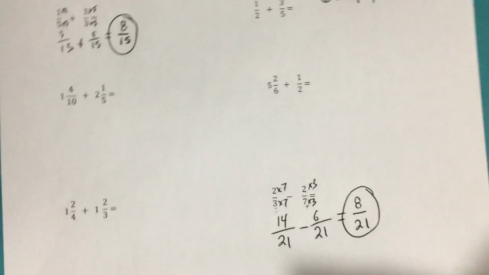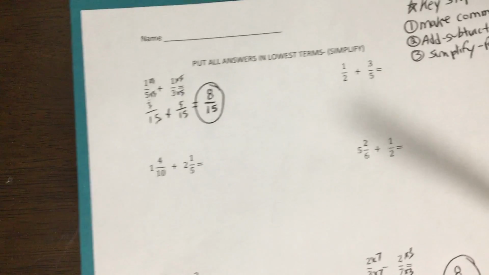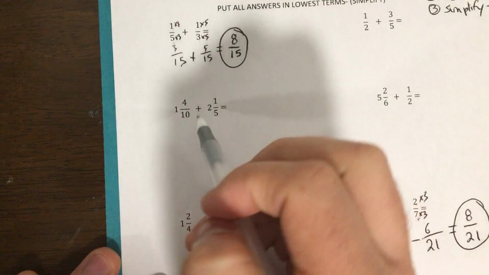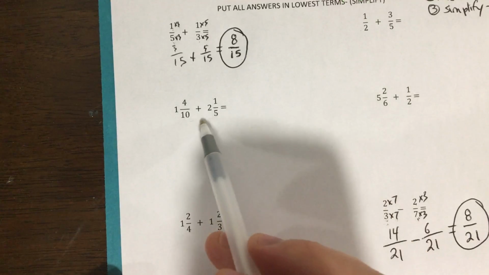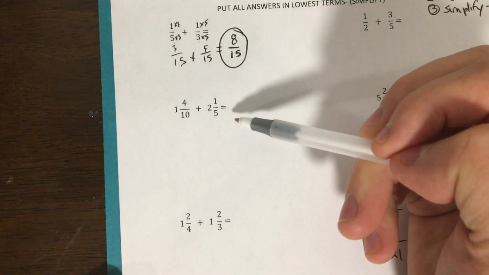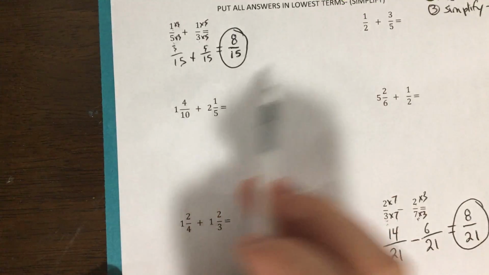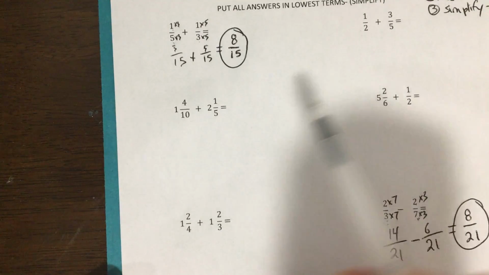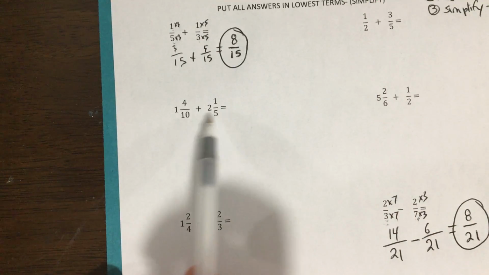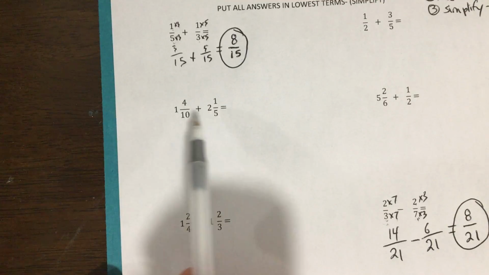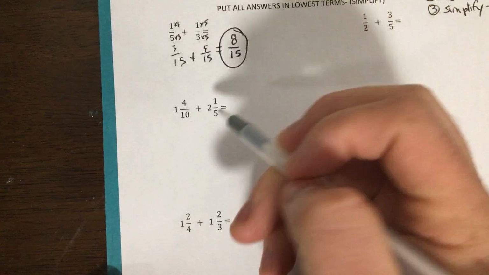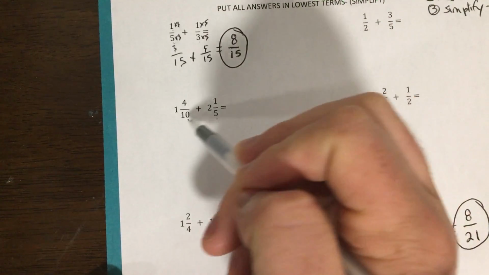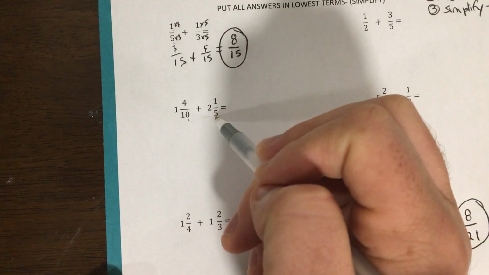Now I'm going to go through mixed numbers and adding and subtracting them. Okay, so we'll do this example here. So we have 1 4/10 plus 2 1/5. All right? Steps stay the same. Are the denominators the same or different? In this case, they're different. We have tenths and we have fifths. Now, there's a relationship between 10 and 5, right? Okay, 5 is half of 10.